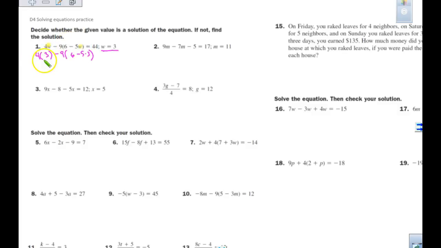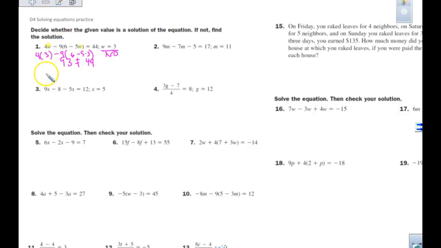And now put this in your calculator. 4 times 3 minus 9, and you might want to use the parenthesis button in your calculator. Minus 6 times 6 minus 15, if you want to put it in that way. And as you put that in, does it work out? Is the answer 3? Is that the right answer that they told you? Did you get 44? No. You got what? 93. 93 does not equal 44. So is 3 the answer? No. It says if it's not the answer, find the solution.